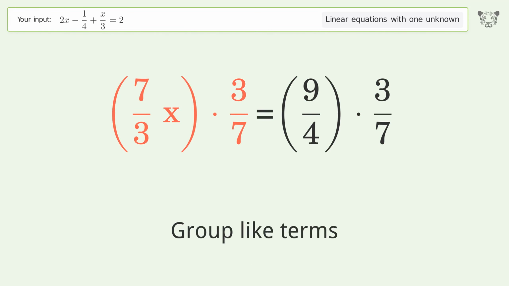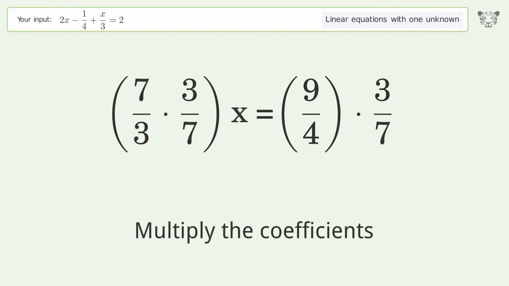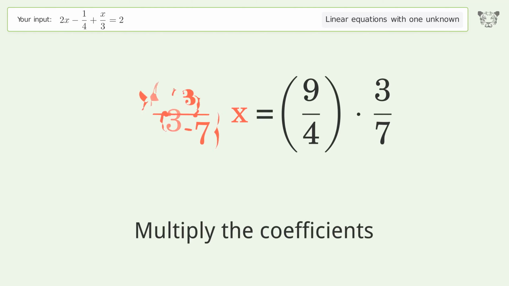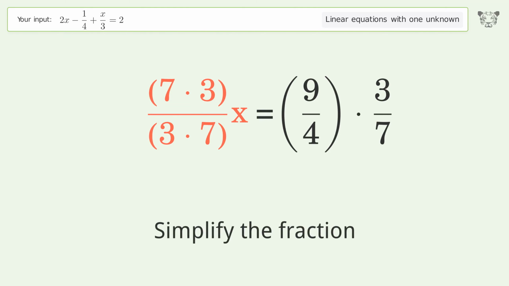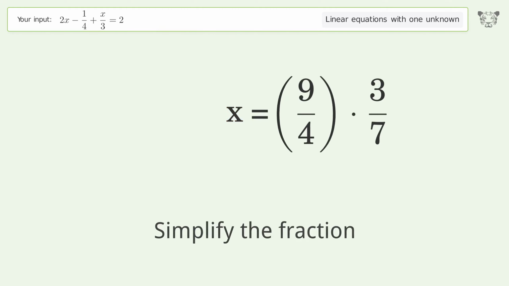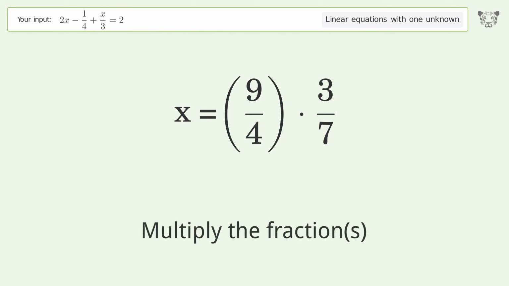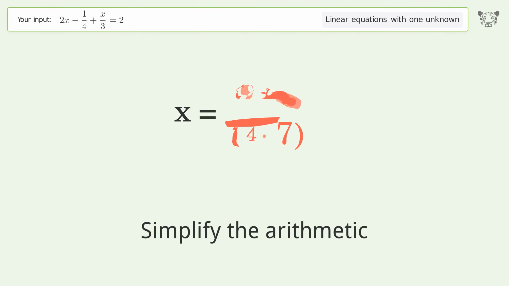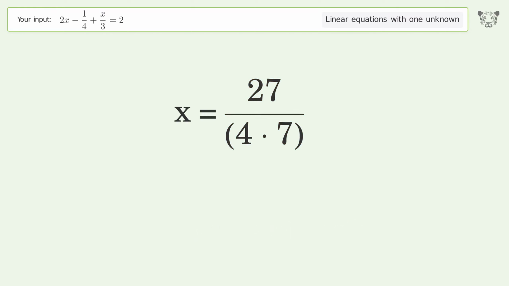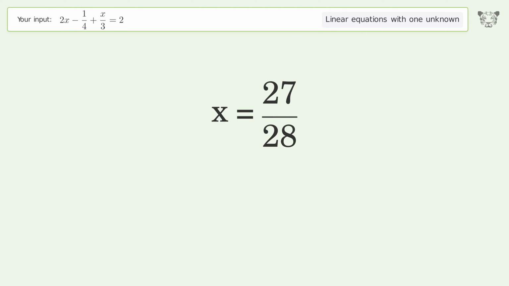Group like terms. Multiply the coefficients. Simplify the fraction. Multiply the fractions. Simplify the arithmetic. And so the final result is x equals 27 over 28.